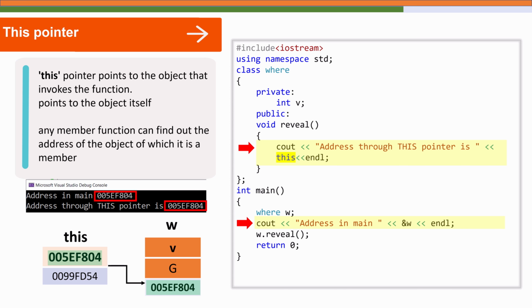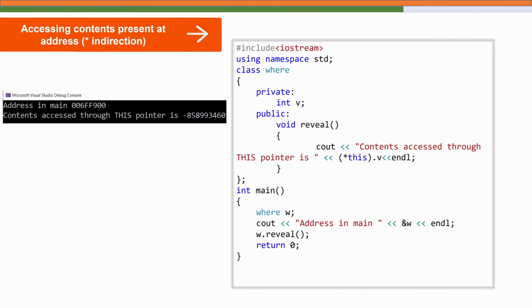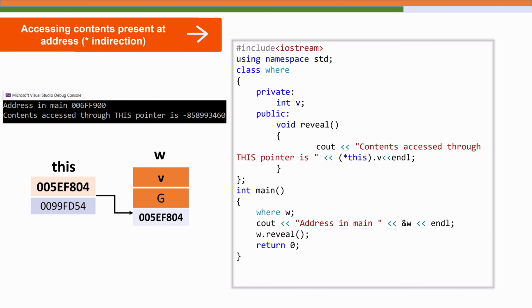So the this pointer is extremely useful when we want to refer explicitly to the current object, to its current instance. And now that we know what the this pointer is, a pointer that refers to the current object, let's see how we can actually use it to access the object's contents. Remember, this is a pointer, and pointers do not hold values directly. They hold addresses of memory locations.